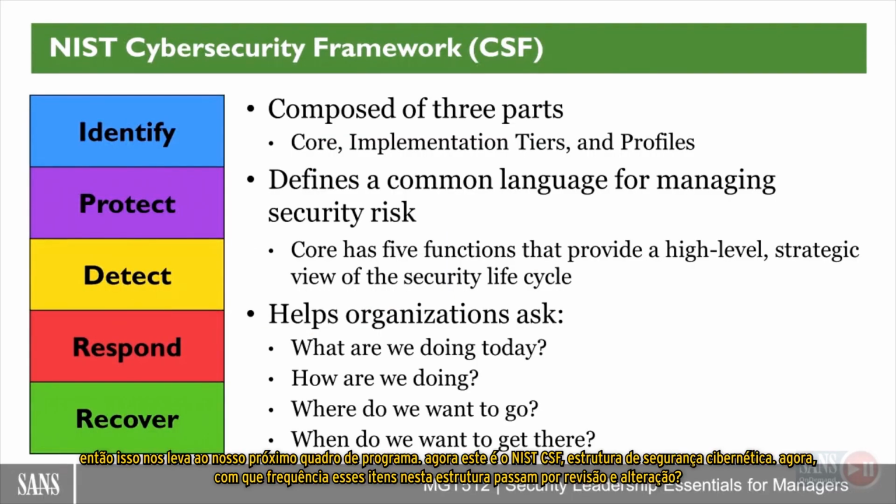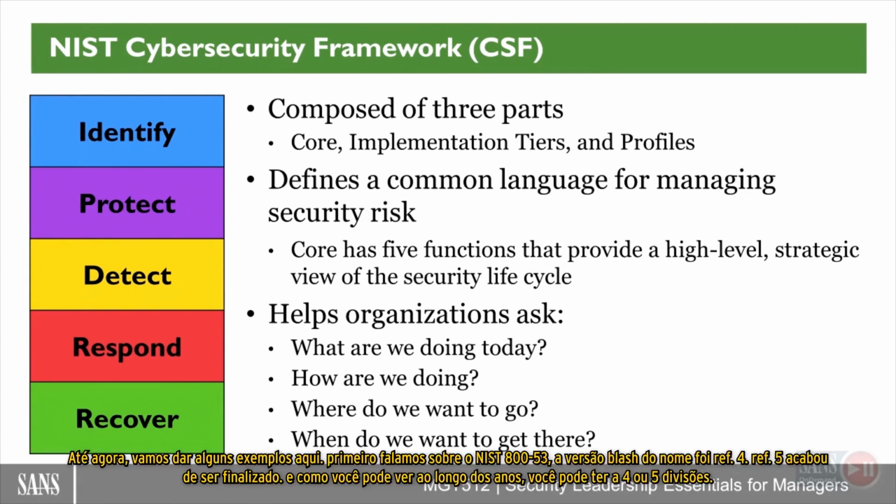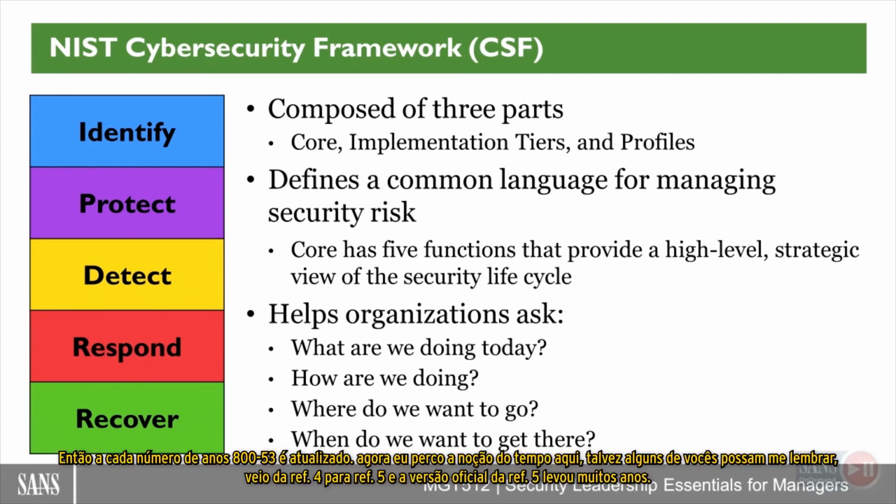So this brings us to our next program framework. Now, this is the NIST CSF, the Cybersecurity Framework. Now, how often do these items in these frameworks undergo review and change? So far, let's take a couple examples here. First, we talked about NIST 800-53. Now, the last main version was Rev 4. Rev 5 just was finalized. And so as you can see, over the years, right, you've gotten to 4 or 5 different revisions. So every number of years, 800-53 does get refreshed, right?